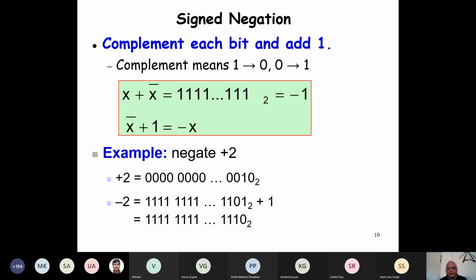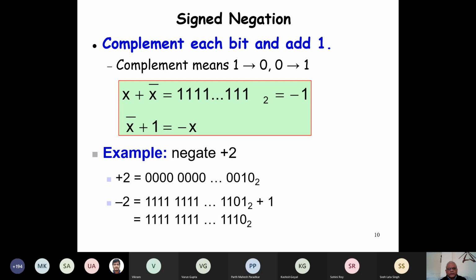Does everybody agree with me, or anybody wants to question this? I am saying that when we flip the bits, the places of x where it is 0 will be 1 in x bar and vice versa. So they will be totally complement of each other, and when we add them, it will be all ones. I hope that everybody agrees to that. And we know what this means. All ones is minus 1.